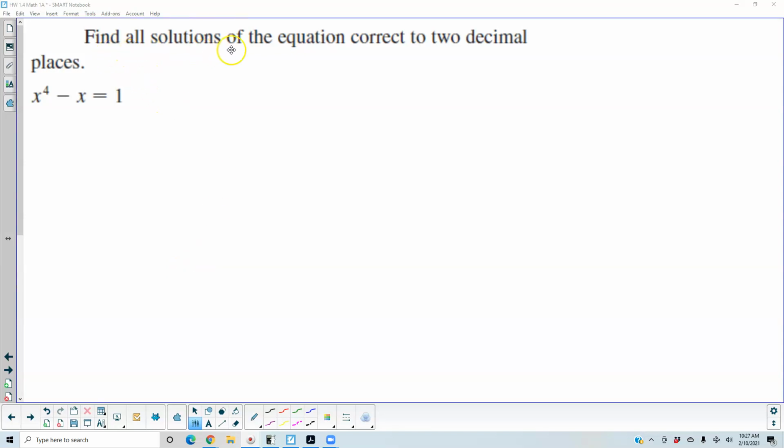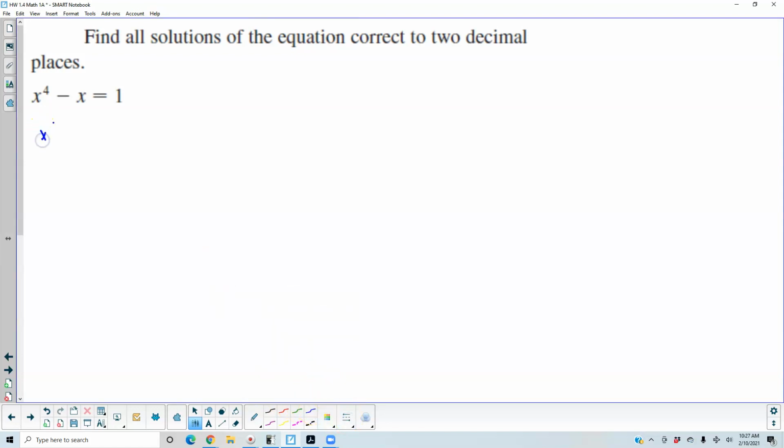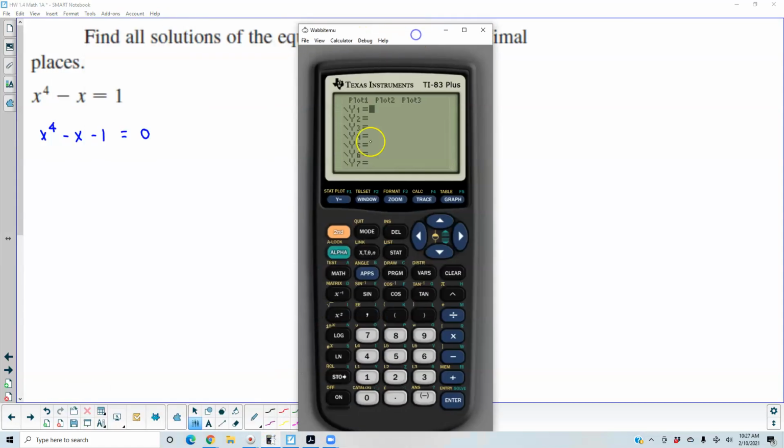Okay, here we want to find all solutions of the equation corrected to decimal places. We have x to the fourth minus x, which is equal to 1. Now, we can rewrite this so that this becomes x to the fourth minus x minus 1, which is equal to 0. So let's go ahead and put that into our calculator. So we have x raised to the fourth minus x minus 1.